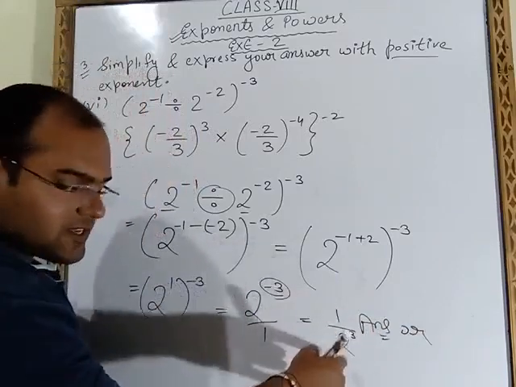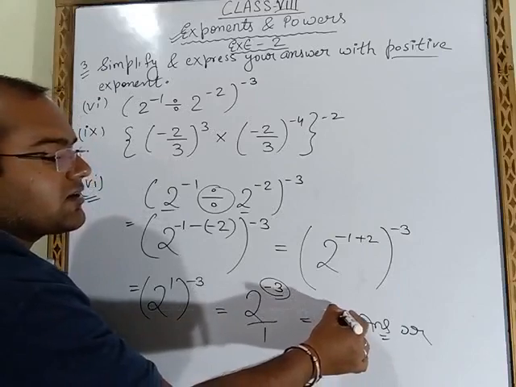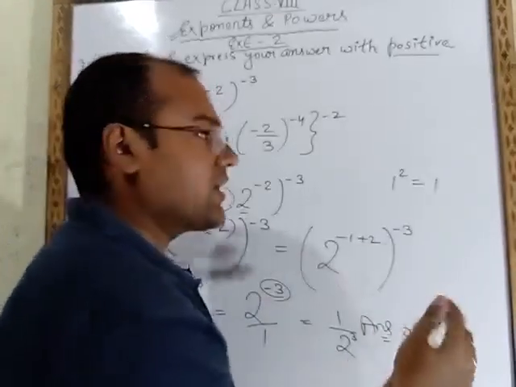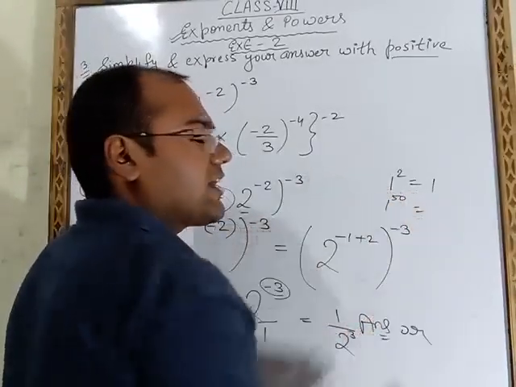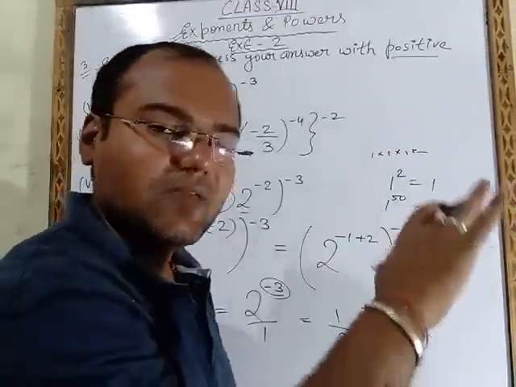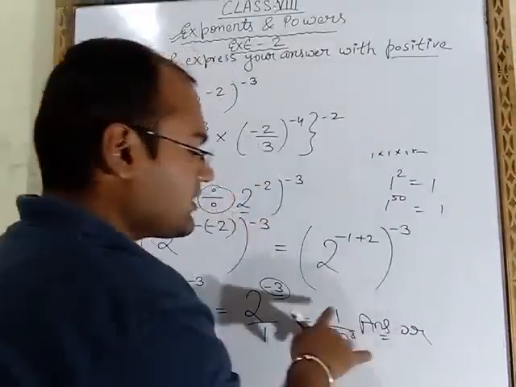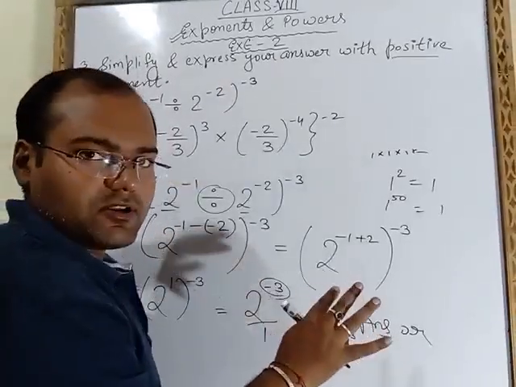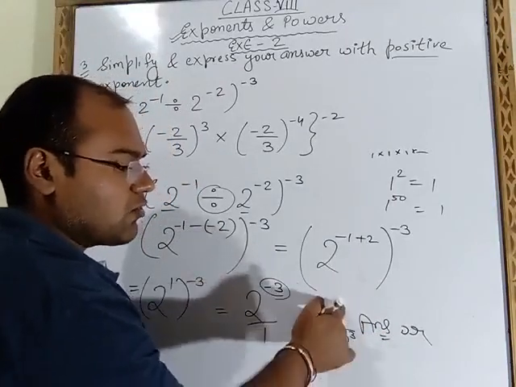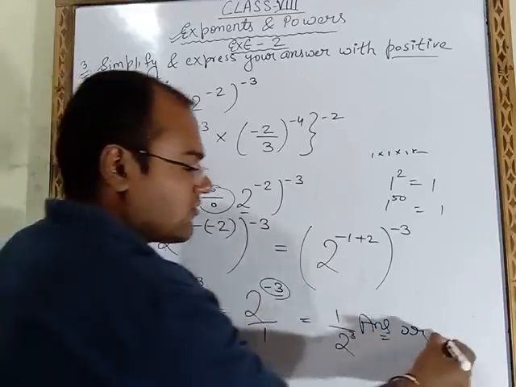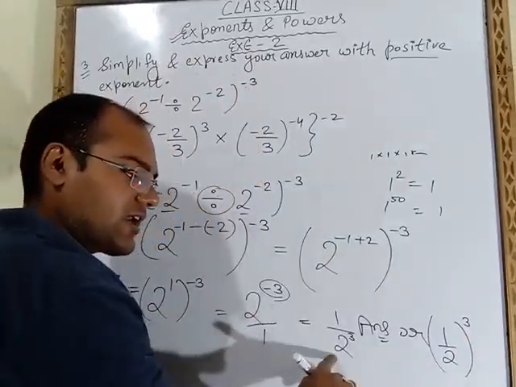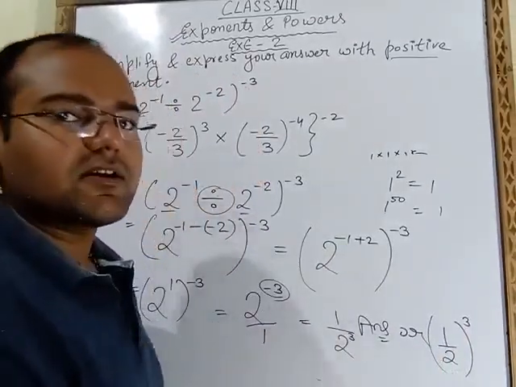1 upon 2 power 3 is coming. On this 1 we can take any power, the answer will be 1 only. If we take 1 power 2, the final answer will be 1. If we take 1 power 50, that means we have to multiply 1 fifty times, 1 into 1 into 1 into 1. If you multiply 100 times also, the answer will be 1 only. So on this 1 we can take any power. But in the denominator which power is coming? 3. So here also we will take power 3. That means both the terms will have power 3. So we can write like this also, 1 upon 2 whole power 3. Either you can write like this or like this.